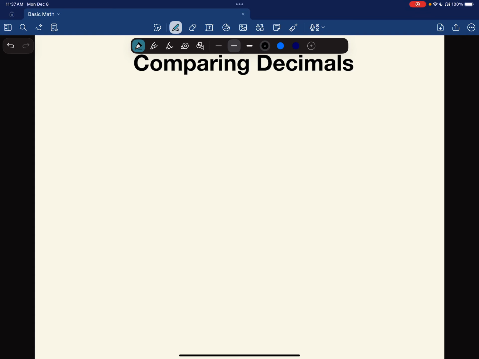Hello everyone. In this video, I'm going to go over how to compare decimals. We're going to compare two decimals by putting a less than, greater than, or equal to symbol in between our two decimals. So let's say we have the decimals 0.26, or 26 hundredths, and 0.23, or 23 hundredths. Now, to compare these two decimals, we're going to compare them digit by digit.